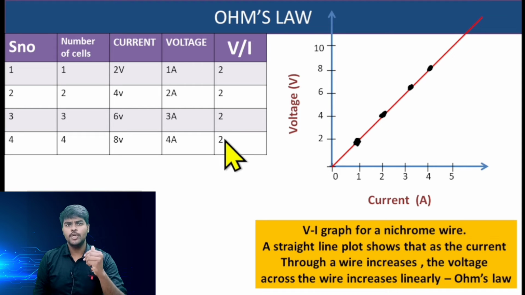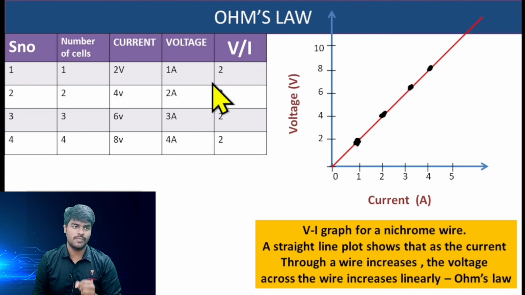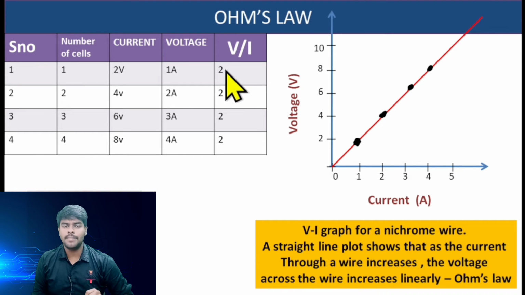Suppose if you do the experiment really, you don't get these values. You get approximate values. Just for your better understanding, I took these values. But what is the meaning of V by I? That is the main question we have.